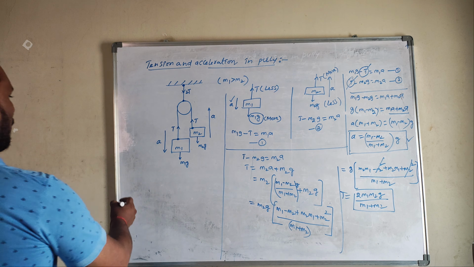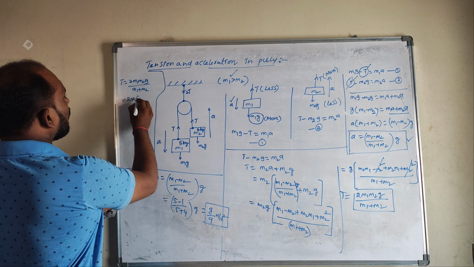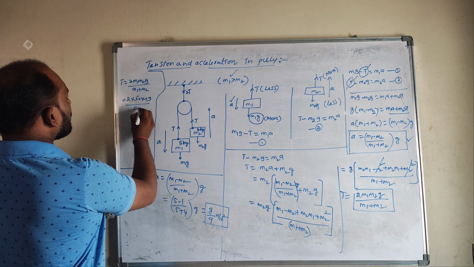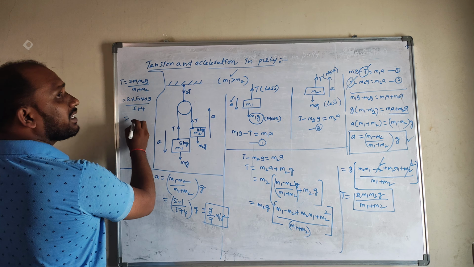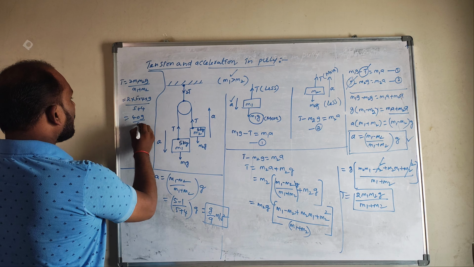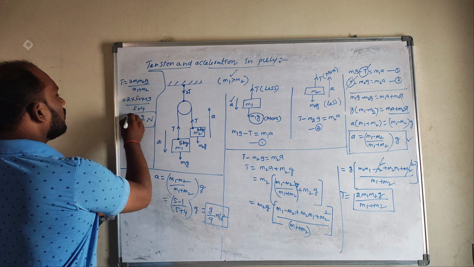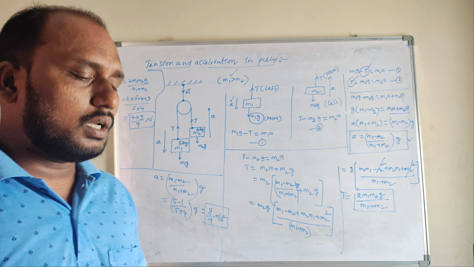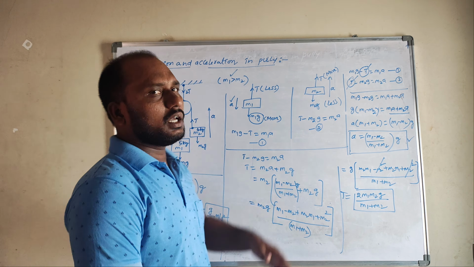Once again, I want to find the tensional force. What is the formula, guys? T is equal to 2 M1 M2 G by (M1 plus M2). M1 means 5, so 5 into 4 into G over 5 plus 4. 2 into 5 is 10, 10 into 4 is 40. So 40G by 9 newtons. This is the way we calculate the tensional force as well as acceleration in a pulley.